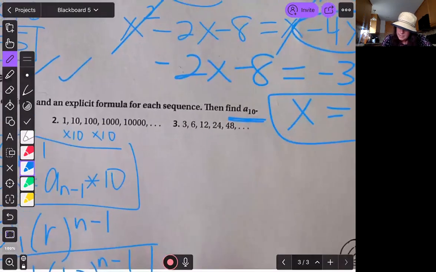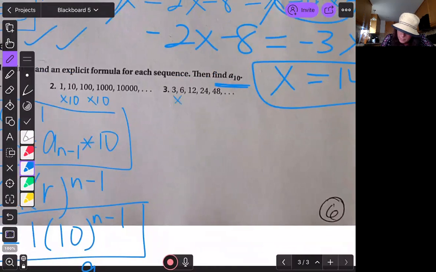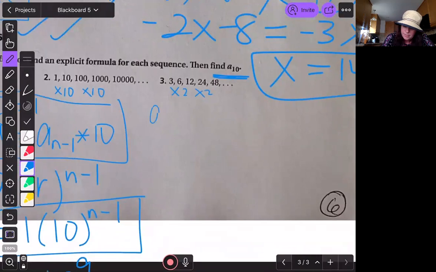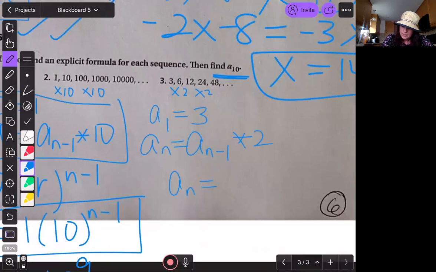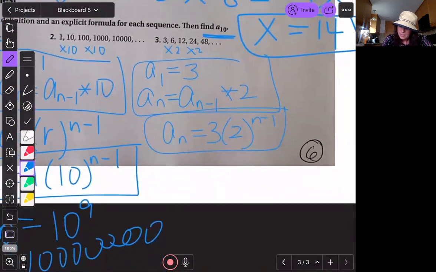All right. And then this one, it looks like we are multiplying by 2 each time. So it's another geometric, which there was an arithmetic one here, but there isn't. So you start with 3, and then to find the next term, you're going to take the previous term, which we call a sub n minus 1, and multiply that by 2. Okay? And then for our explicit, so that's recursive, explicit would be a sub 1 r to the n minus 1.